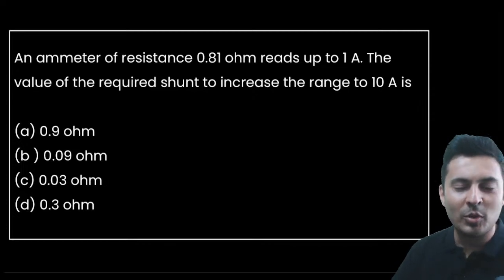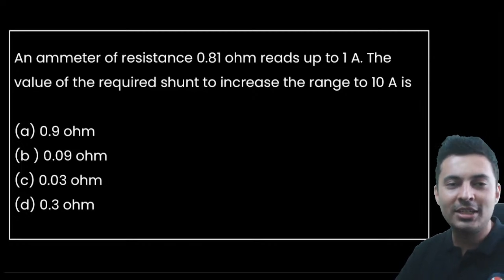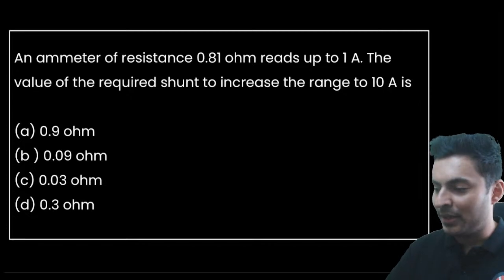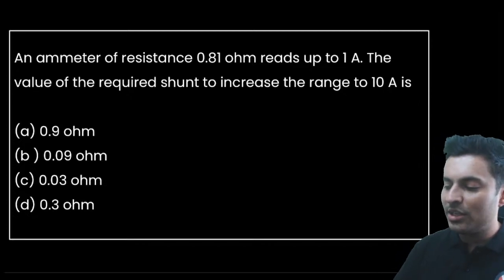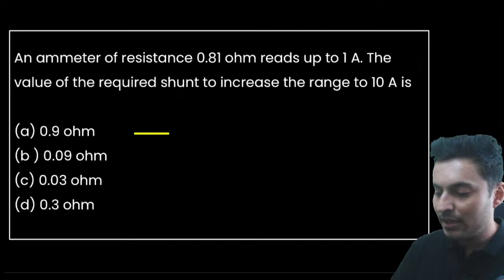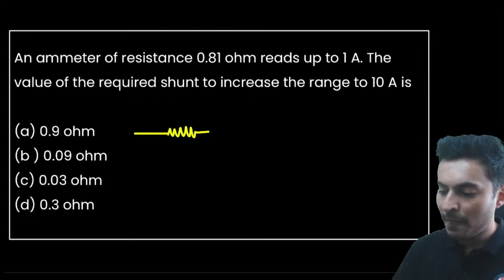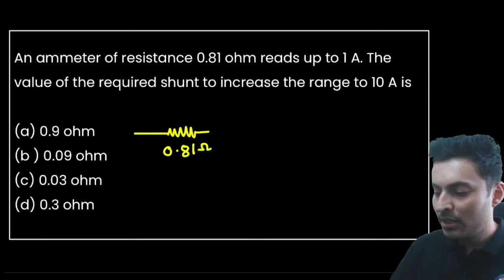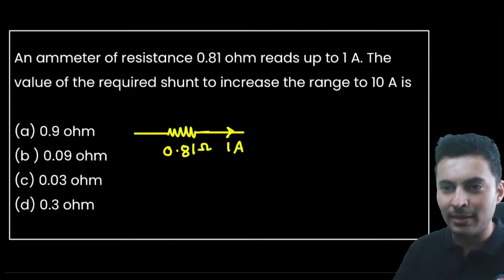An ammeter of resistance 0.81 ohm reads up to 1 ampere. The value of the required shunt to increase the range to 10 ampere is... What is the required shunt to increase the range to 10 ampere? Guys, what you need to do, the ammeter's resistance is given to be 0.81 ohm. What is the maximum current it can take? It can take a maximum current of 1 ampere.